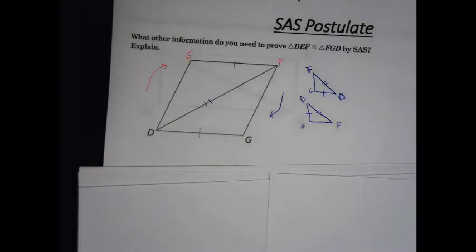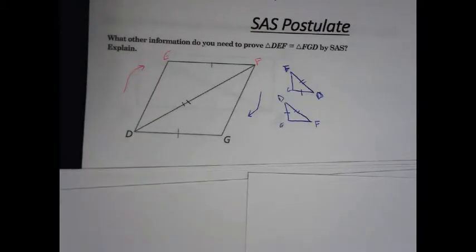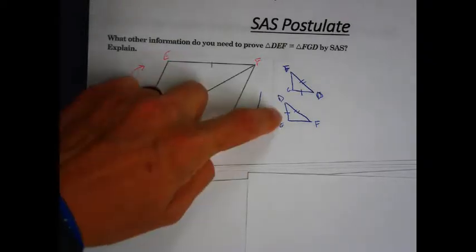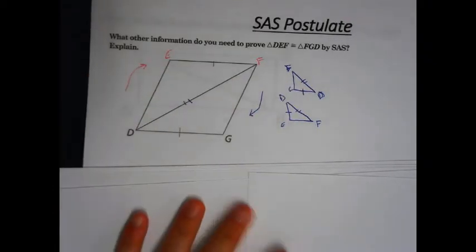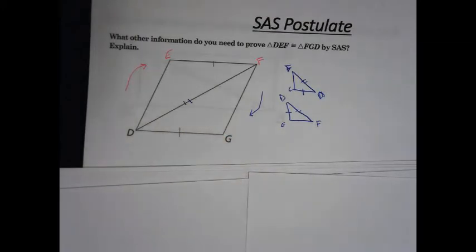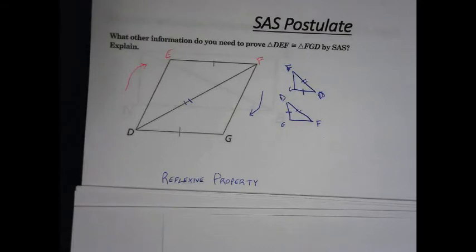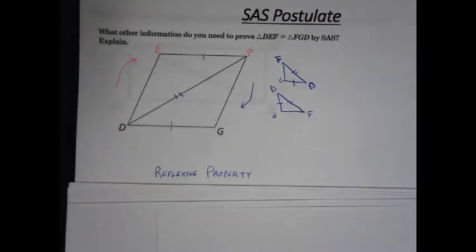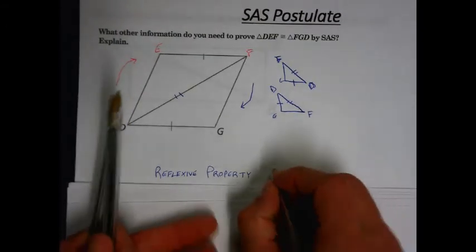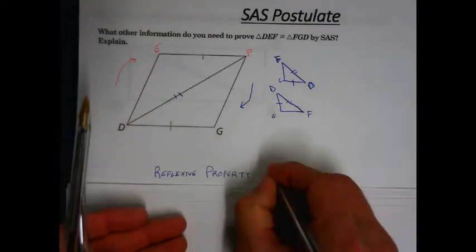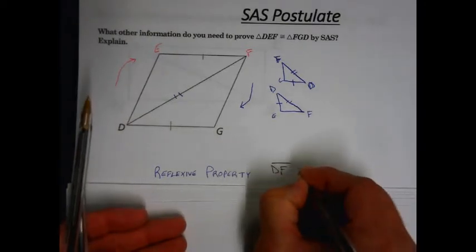So what do we need to know? We have to know that the included angle is also congruent, right? So we have the two sides, right? So we have this side and this side. They're corresponding to one another. We need to know the included angle is congruent. So remember, the reflexive property is how we can show that DF is congruent to itself, right? So with the reflexive property, we know that segment DF is congruent to itself.